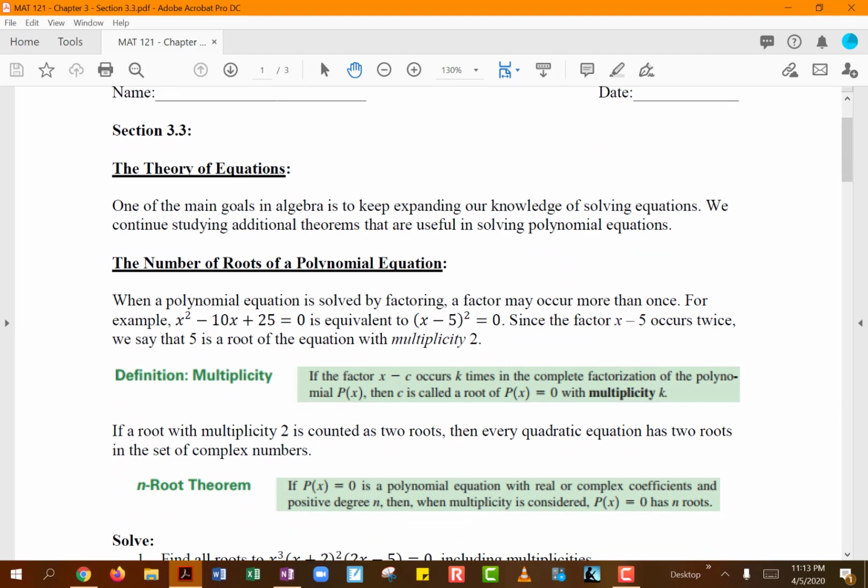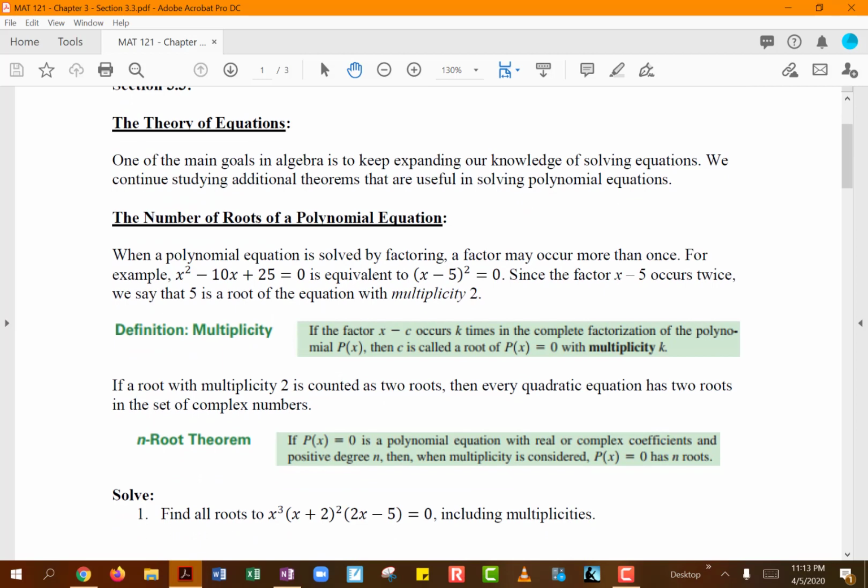So let's start with this first one here. We're talking about the number of roots of a polynomial equation. This one is basically talking about how many roots, or how many answers, a polynomial equation should have. As you can see here, we're talking about when a polynomial equation is solved by factoring, a factor may occur more than once.